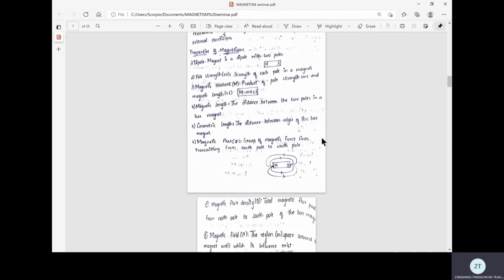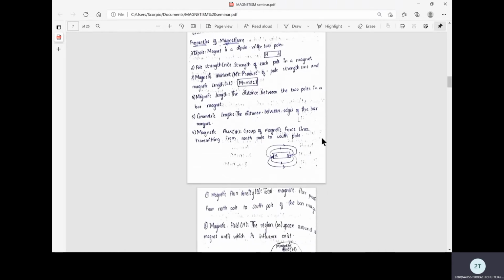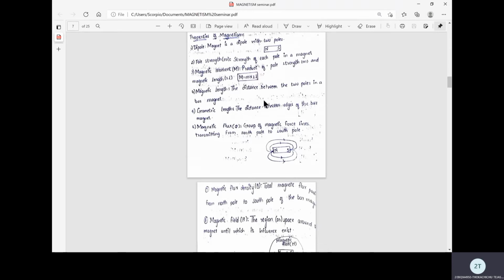So now let's discuss the main properties of magnetism. One is the dipole. What is a dipole? A magnet is a dipole with two poles, the north pole and the south pole. Pole strength is the strength of each pole in a magnet, that is, the strength of the north pole and south pole. Magnetic moment is the product of pole strength and magnetic length, that is 2L. So capital M, the magnetic moment, equals m into 2L.